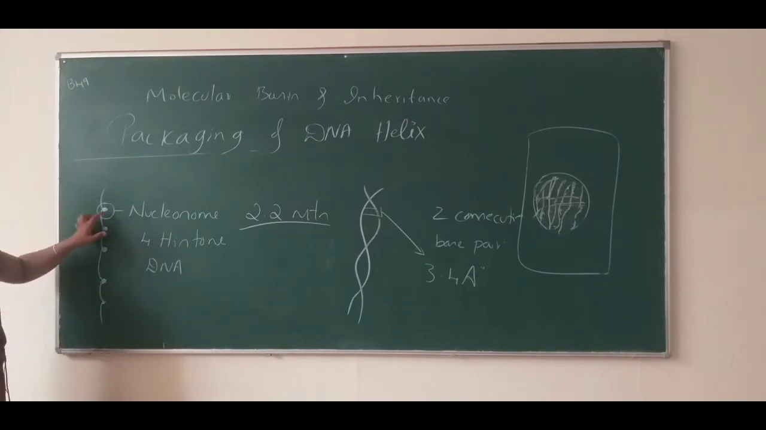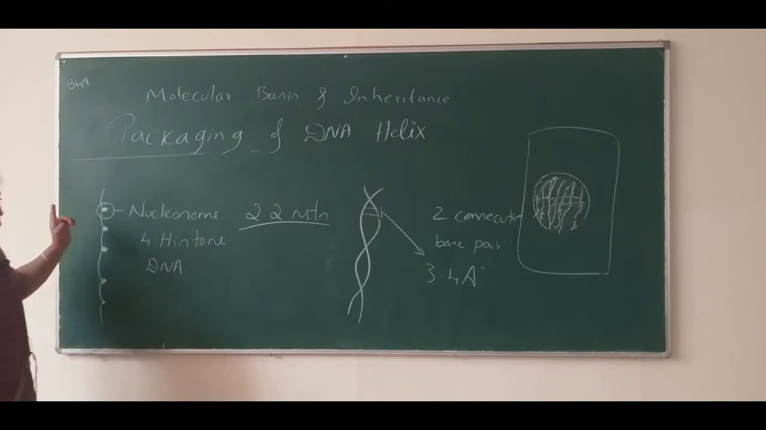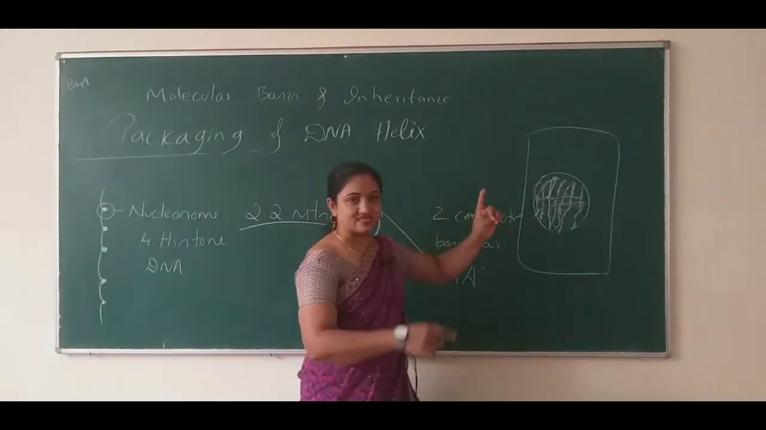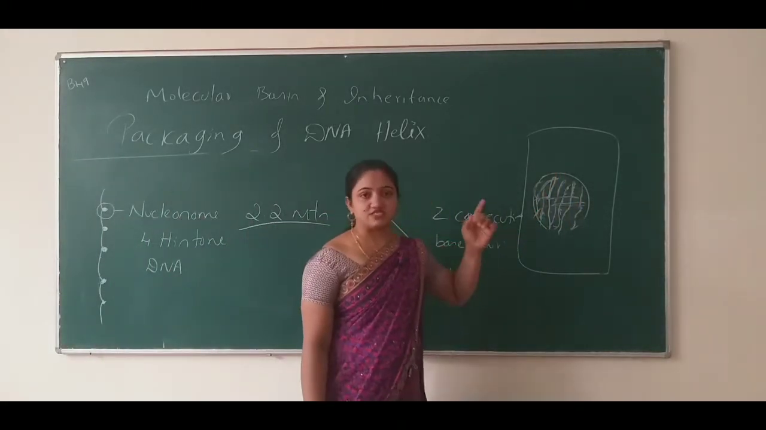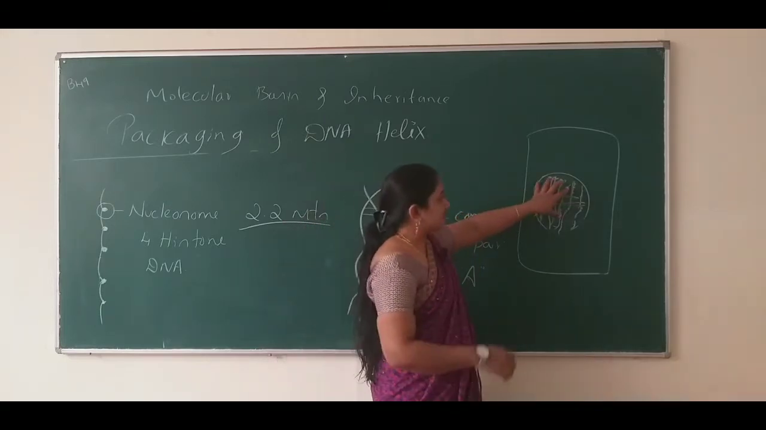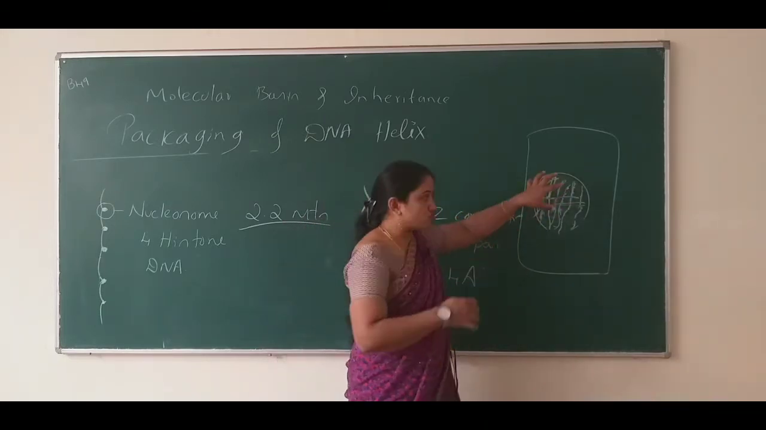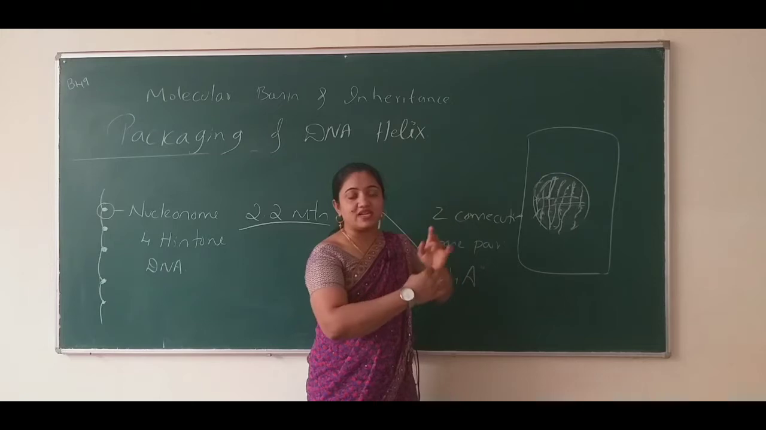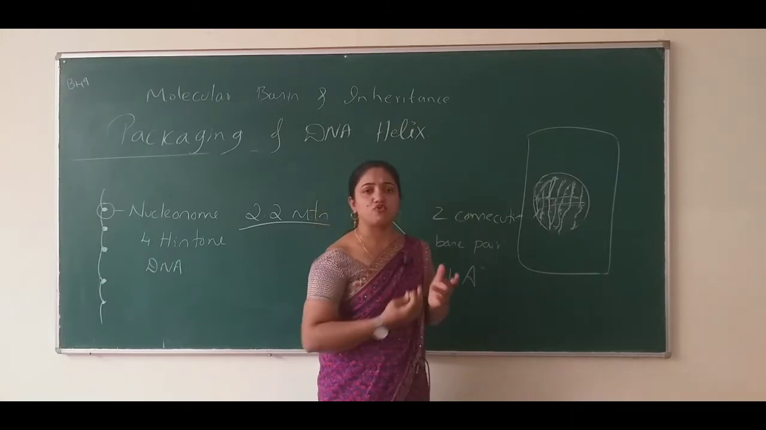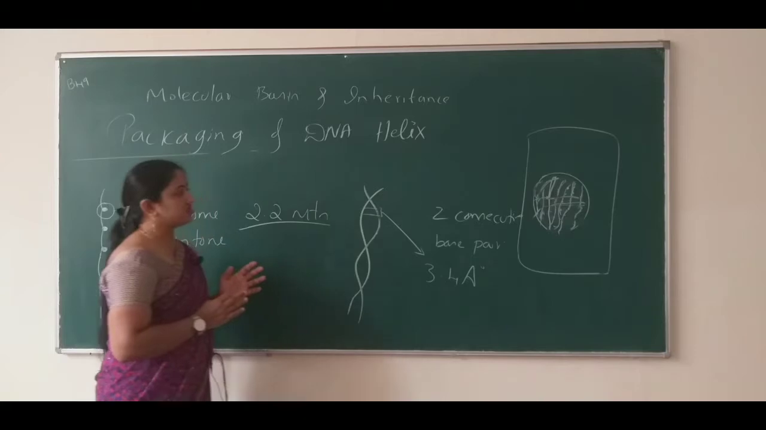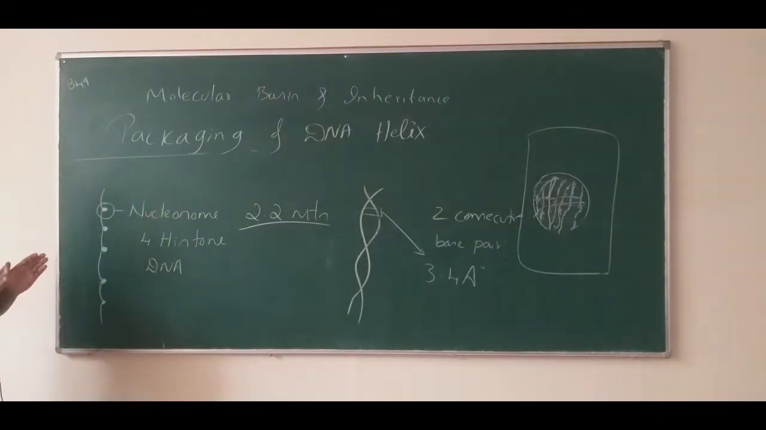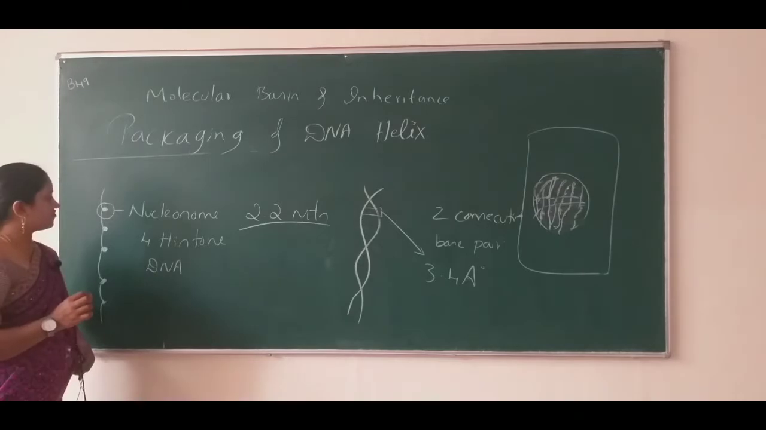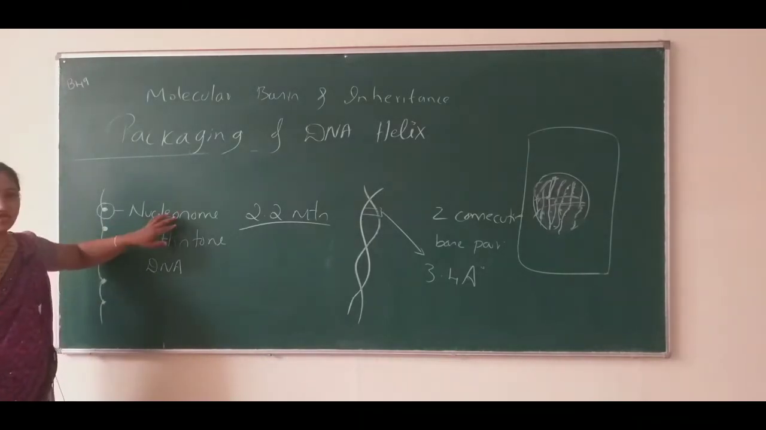Why are the thickenings present in the chromatin fibers? Because the chromatin fiber is such a long structure. To get packed in such a tiny nucleus, it has to get wrapped around some protein. Those concepts and descriptions we are studying in the packaging of the DNA helix. Alright, so here we are talking about the nucleosome.